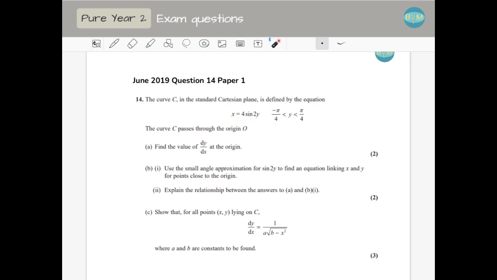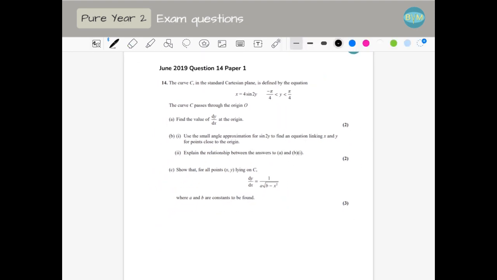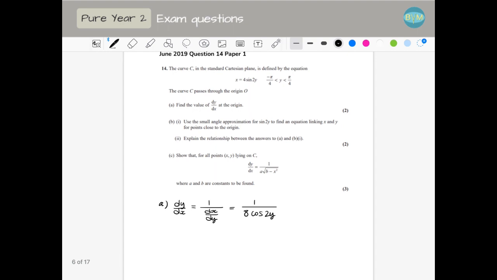X is the subject, and y is difficult to make the subject, so what we are going to use is that dy by dx is the reciprocal of dx by dy. So this is going to be 1 over dx by dy. We are going to differentiate this one, so I have these two at the front multiplying the 4, so I have 8, and the derivative of sine is cos. So I have 8 cos 2y. And I'm just going to substitute at the origin.